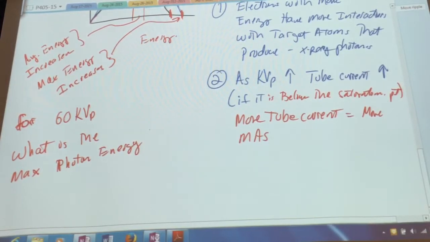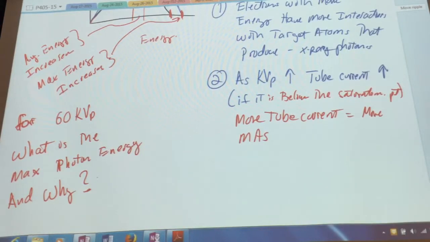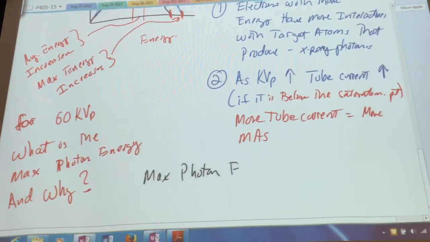For 60 kVp, if our kVp was set to 60, what is the maximum photon energy? And why? Sean says it in the book. So you just multiply it by E. Write this down. 60 keV, yes. Okay, multiply it by E and drop the P.